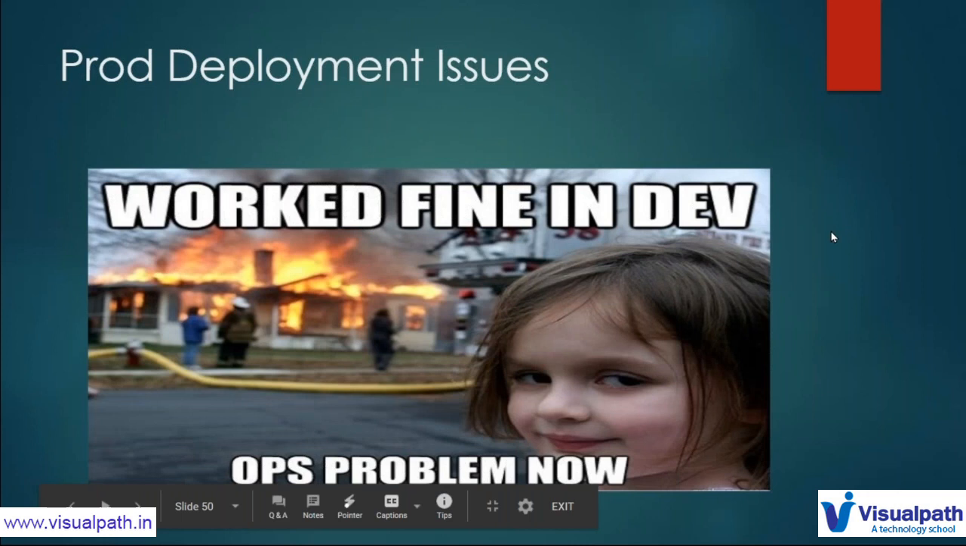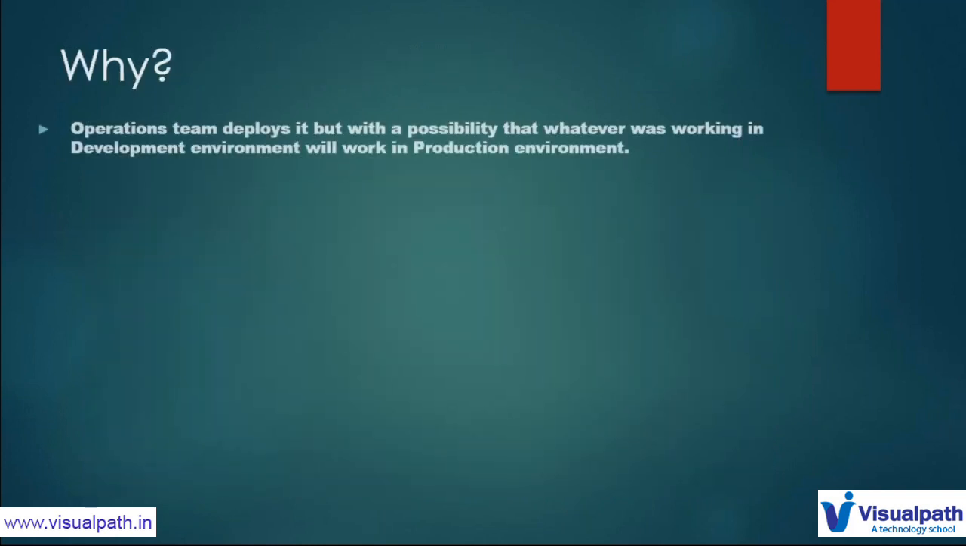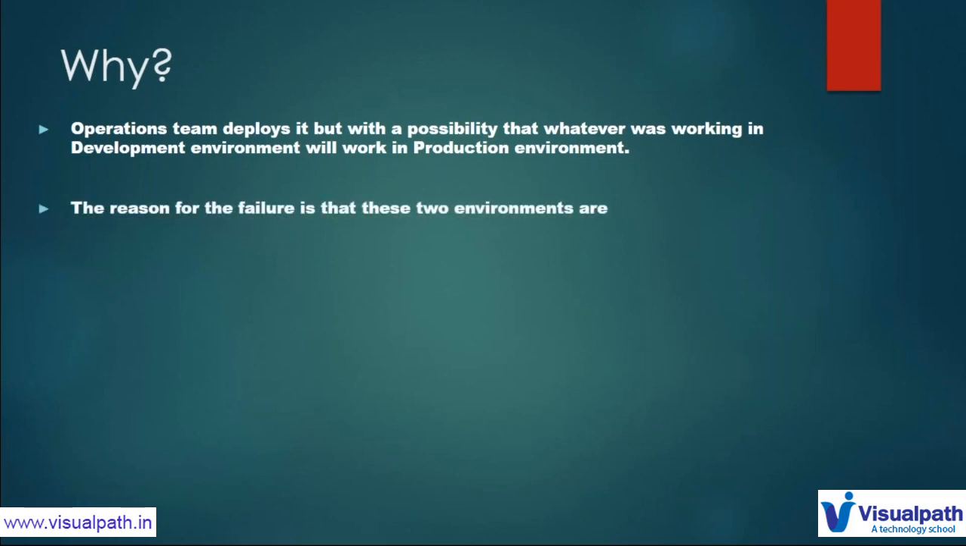So why is it that it worked in the development environment, but things are not working in the production environment? Even if you fix all those things, there are so many times that issues come up in the production deployment. And understanding this problem is very important. Now focus. The operations team is going to deploy the product or its features based on whatever was working in the development environment, assuming that it will work in the production environment, but it fails.